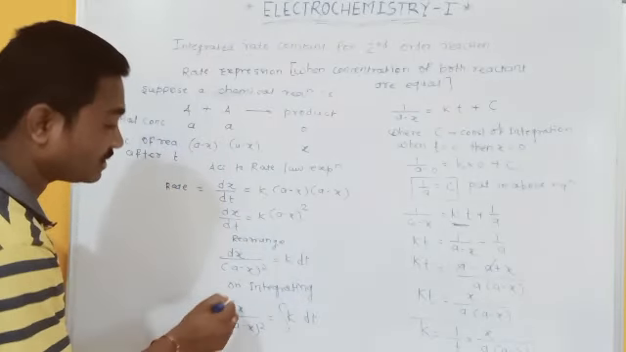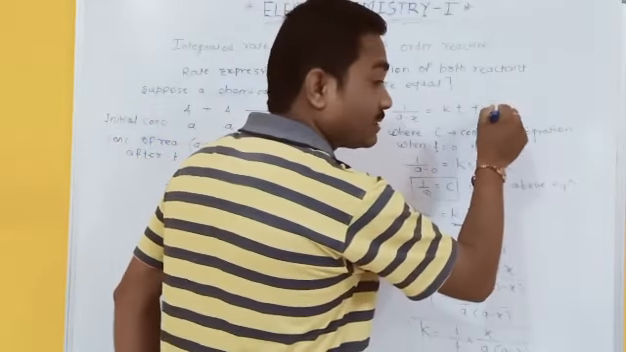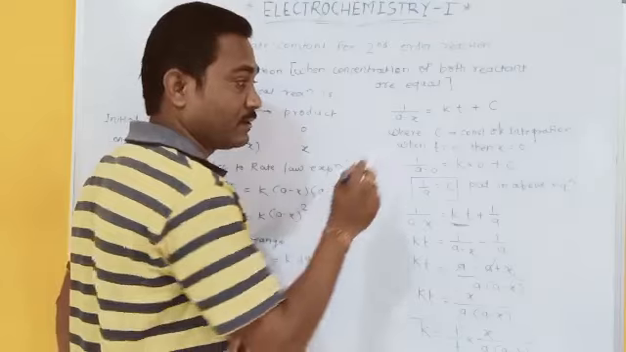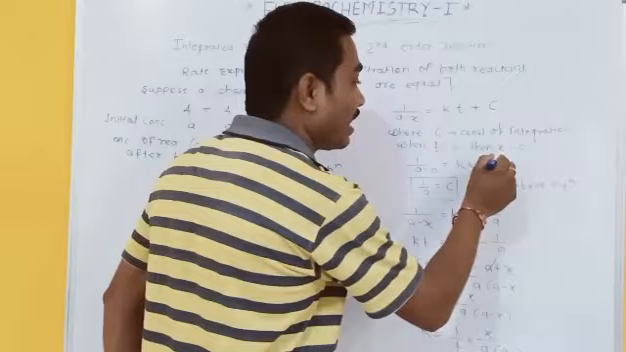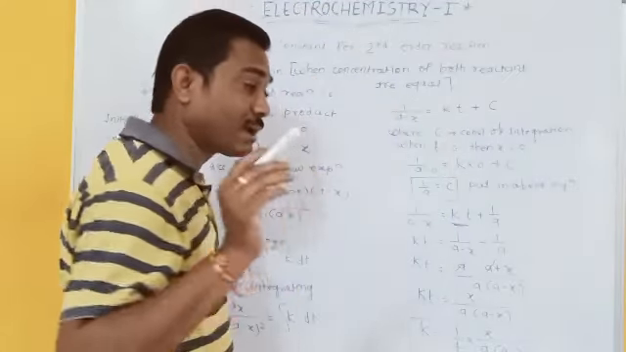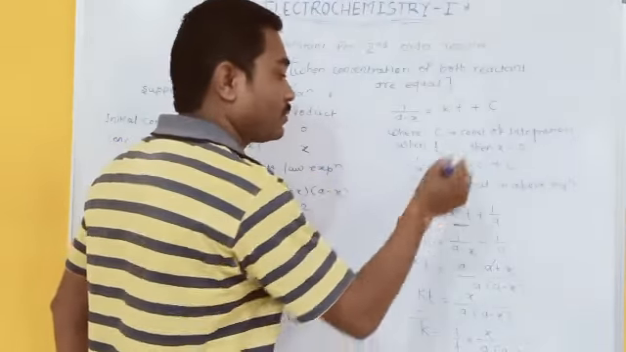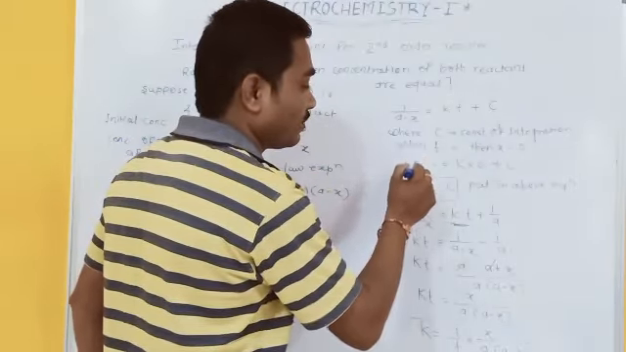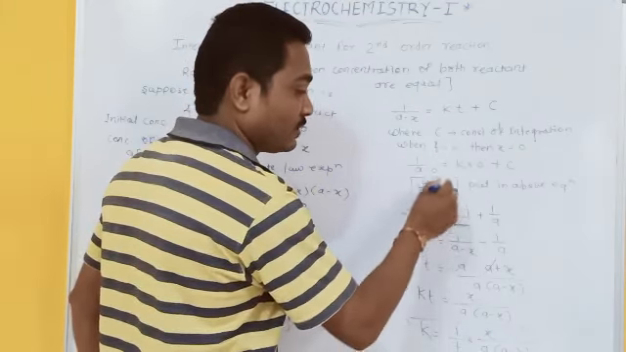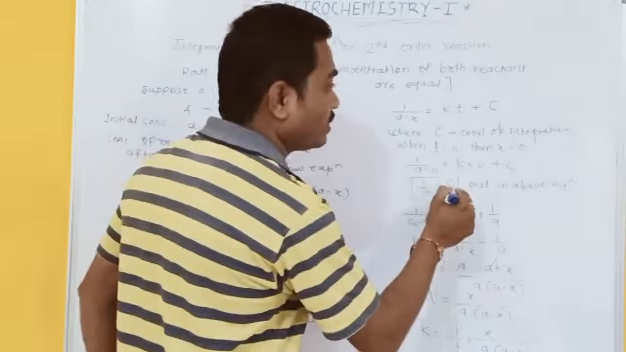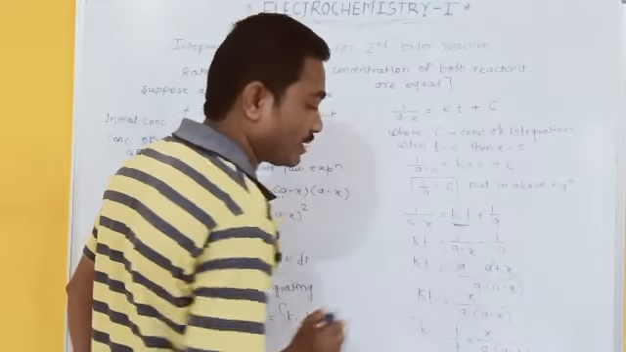Here the value of this integration becomes 1 by a minus x plus c, where c is the constant of integration. At the start of the reaction, that means t is equal to 0, x is 0. At the start of the reaction, no reactant is converted into product, therefore it is 0. Put this value in the above equation: 1 by a minus 0 equals k into 0 plus c. c becomes 1 by a. Put this value in place of c in the above equation: 1 by a minus x equals kt plus 1 by a.